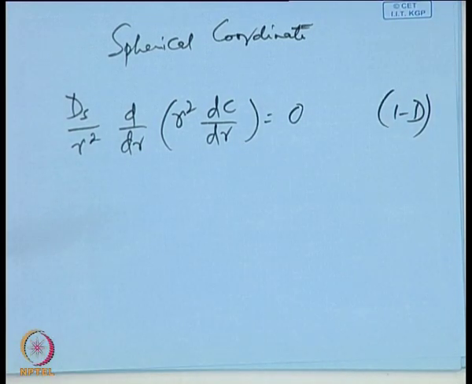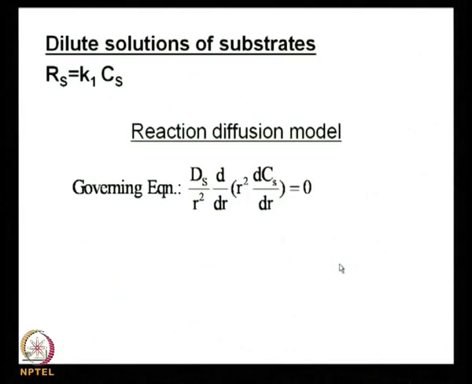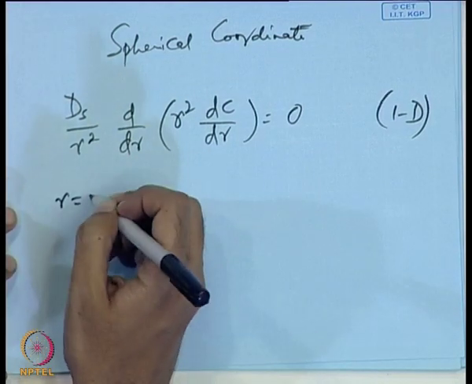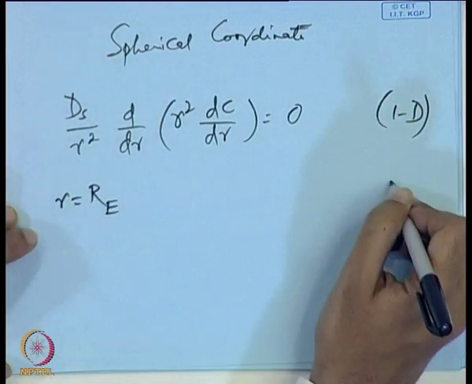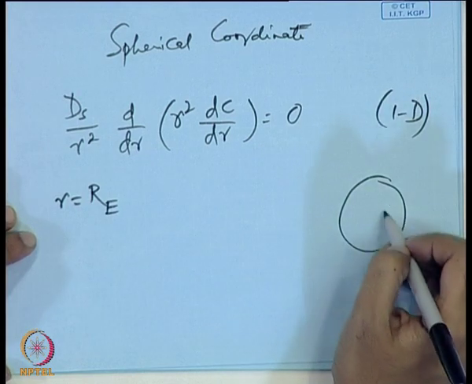So this is what I have if I go back to the screen. We are probably running out of time today, so I will just give you the boundary conditions because we are at it. As we discussed, one of the boundary conditions is that the reaction is occurring on the surface. So r equals Re, this is my boundary.